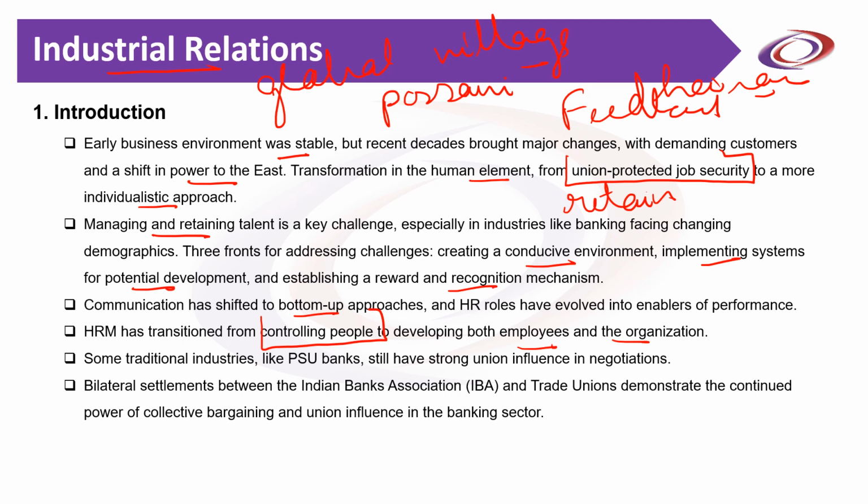Some traditional industries like the public sector banks have strong union influence in negotiations today. There are the bilateral settlements between IBA and the trade unions. They have demonstrated the continued power of collective bargaining and union influence. So these are some of the factors that have changed the scenario of business environment. Herein, one important managerial function is the personnel management. Let us see what is the concept.